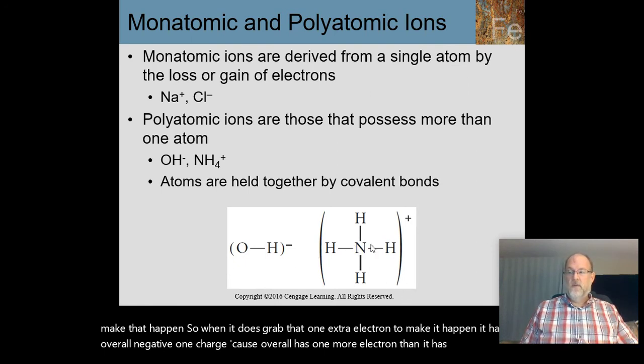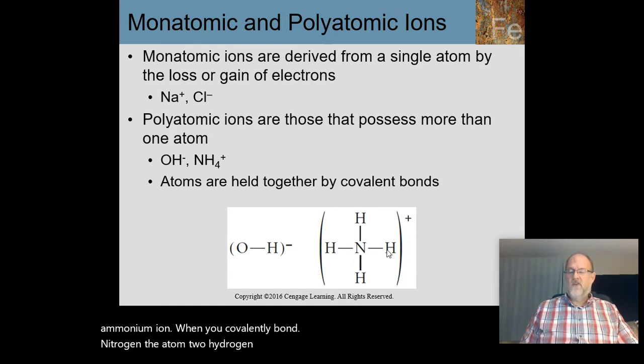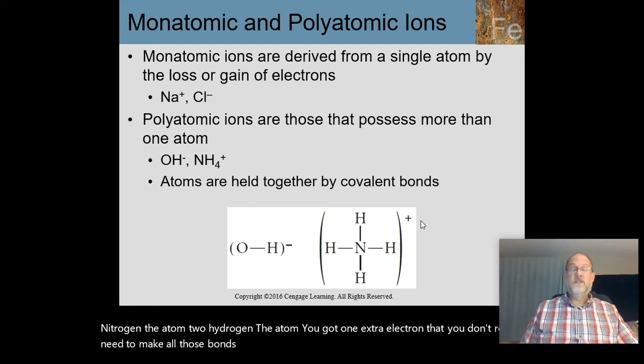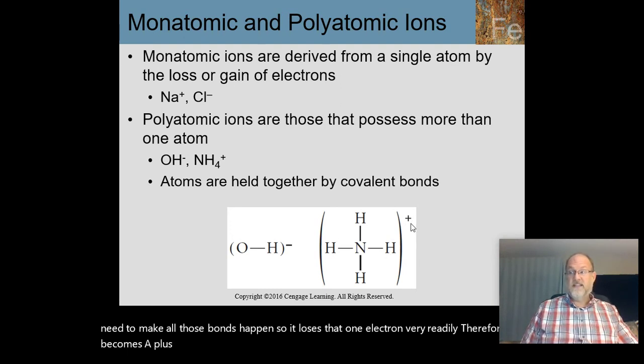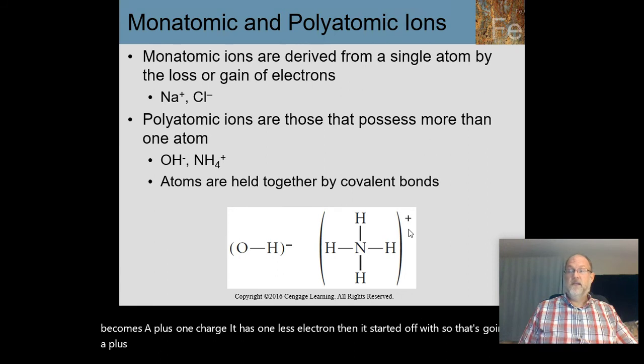This is the ammonium ion. When you covalently bond nitrogen, the atom, to hydrogen, the atom, you get one extra electron that you don't really need to make all those bonds happen. So it loses that one electron very readily. Therefore, it becomes a +1 charge. It has one less electron than it started off with. So that's going to be a +1 polyatomic ion. Poly means more than one, so it has more than one atom in the ion.